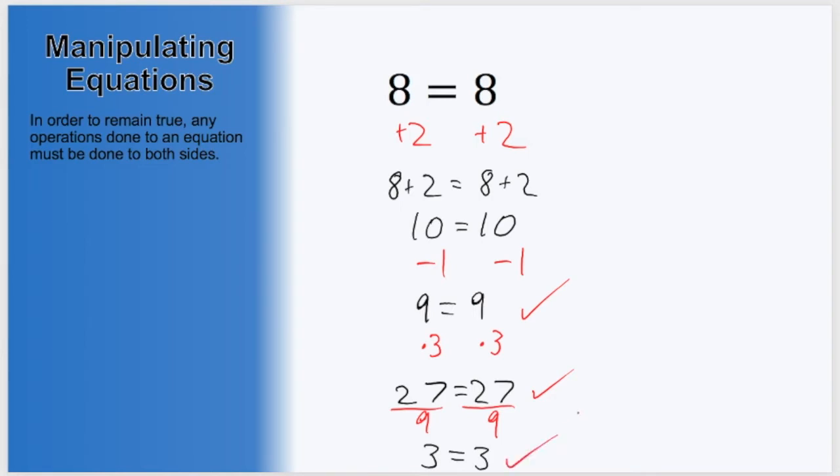This is still true. Let's take this equation, 3 equals 3, and say I wanted to square both sides. 3 squared on the left is 9. 3 squared on the right is also 9. As you can see, no matter what operation we choose, as long as we do it to both sides, the equation still holds true.